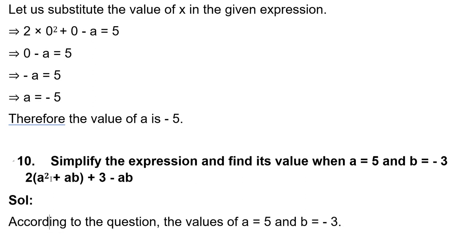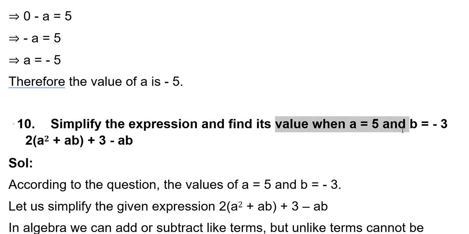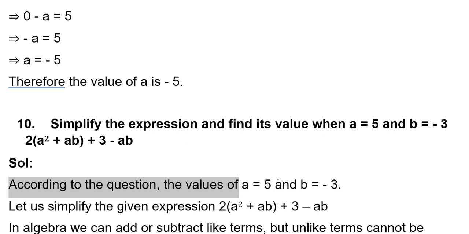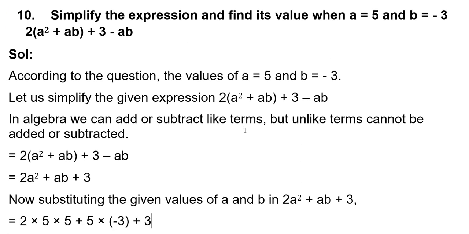Tenth problem: simplify the expression and find its value when a is equal to 5 and b is equal to minus 3. Solution: the expression is 2a square plus ab plus 3 minus ab. According to the given question, a value is 5, b value is minus 3. So let us simplify the given expression. 2a square plus ab plus 3 minus ab. 2 into a square is 2a square, 2ab minus ab is ab, plus 3. This is the simplified expression.